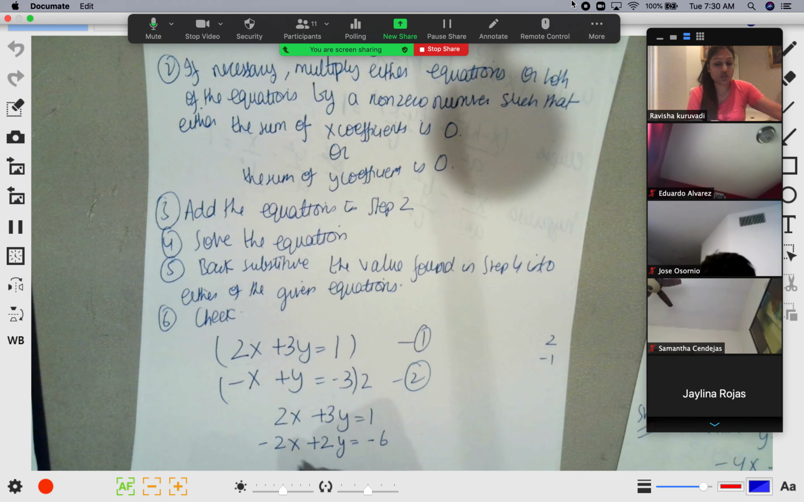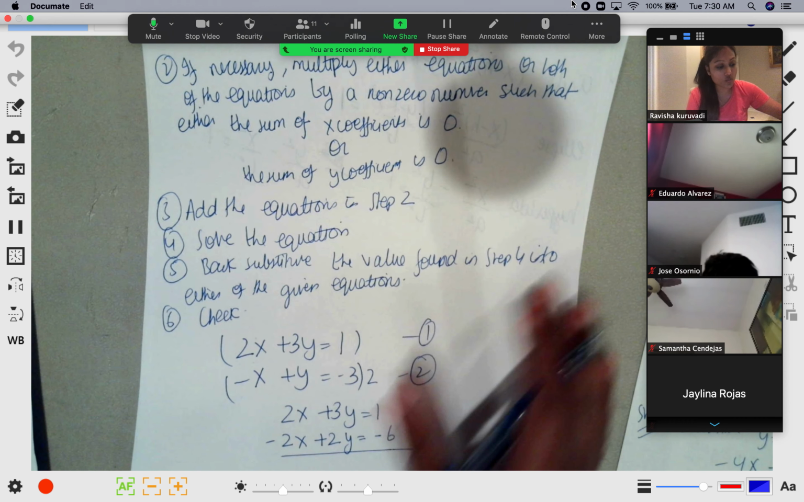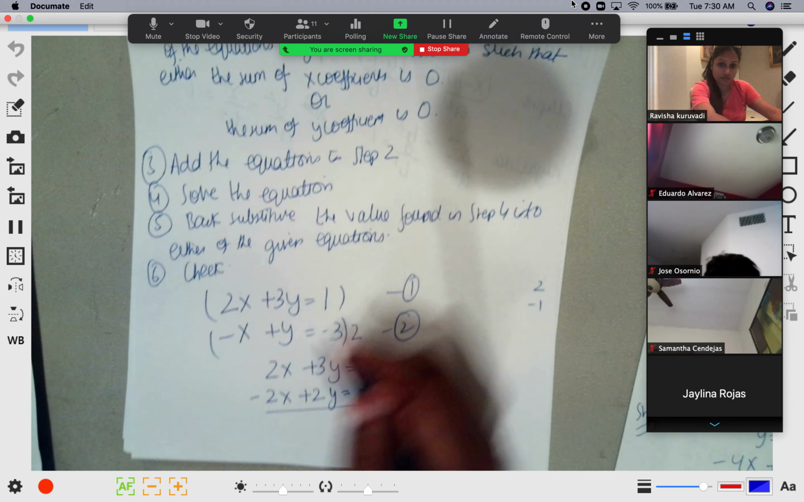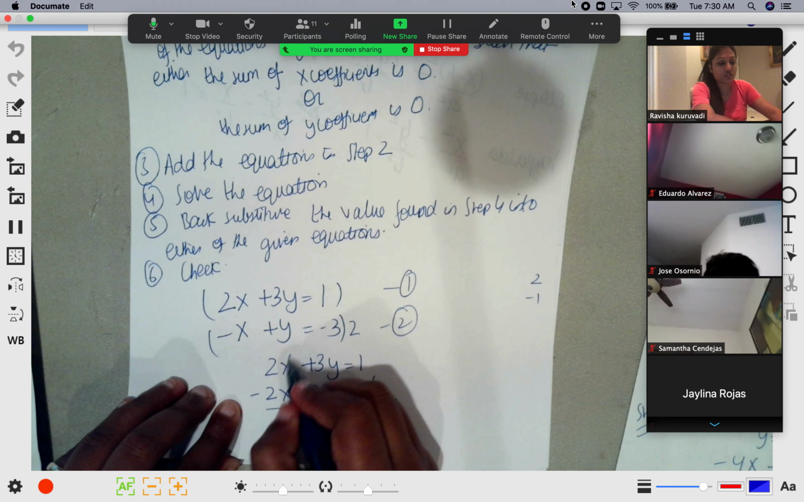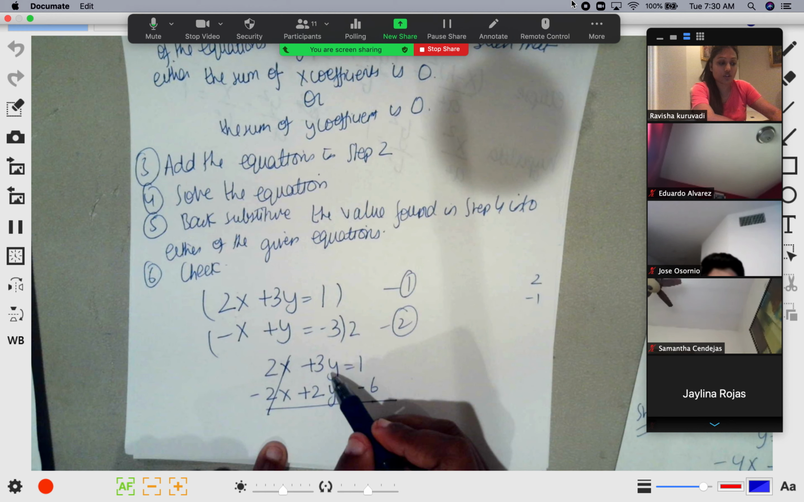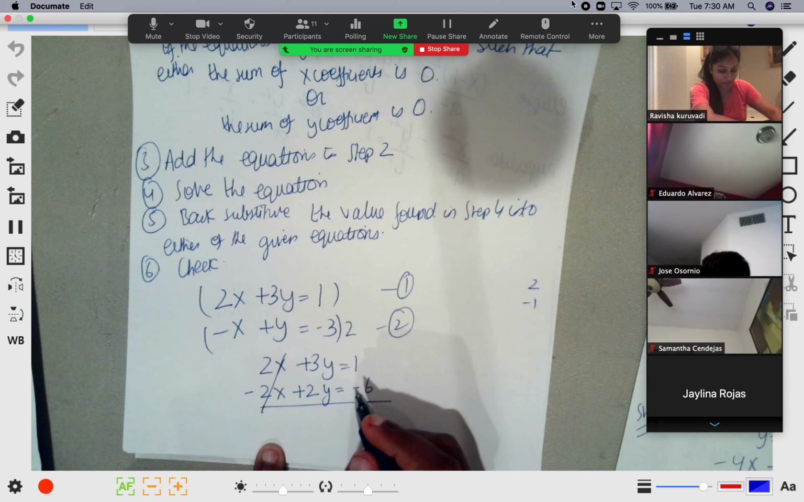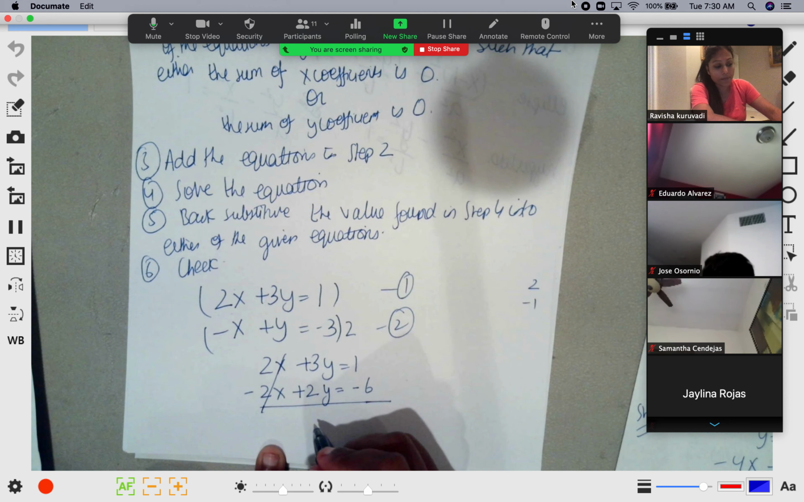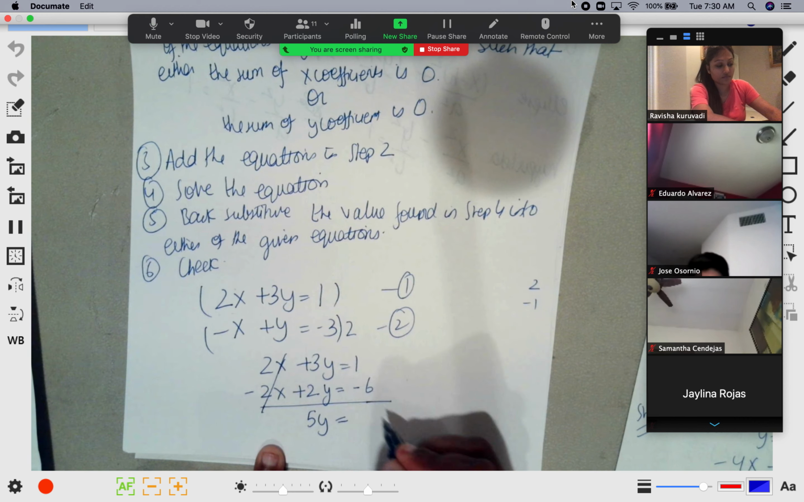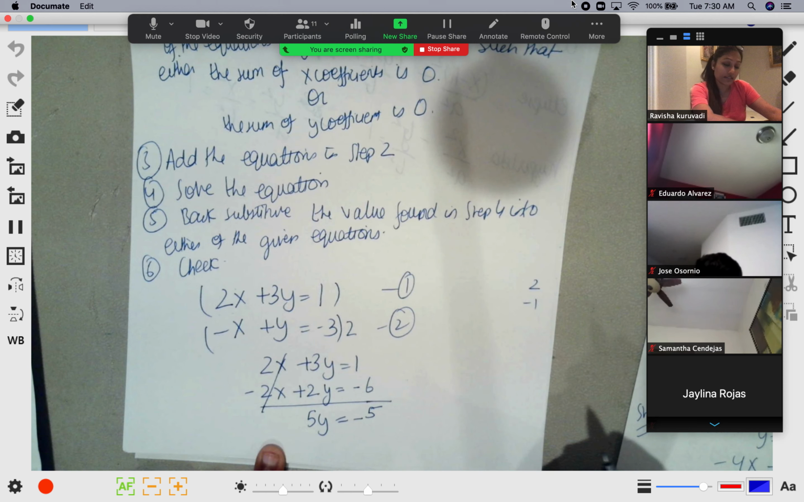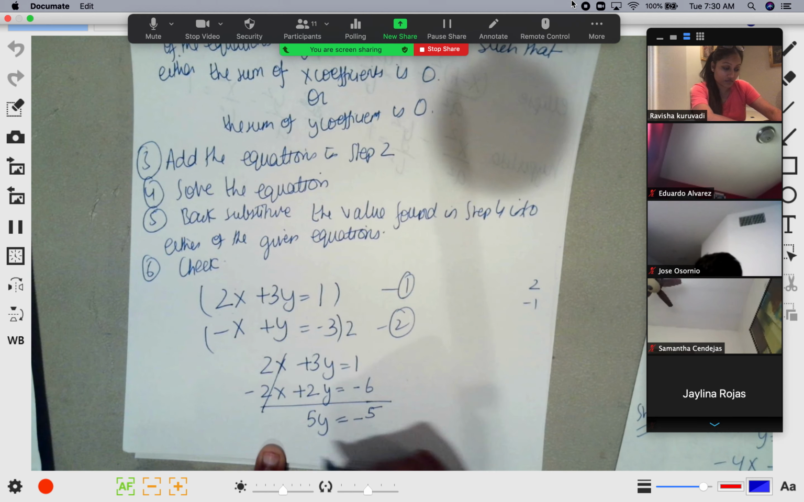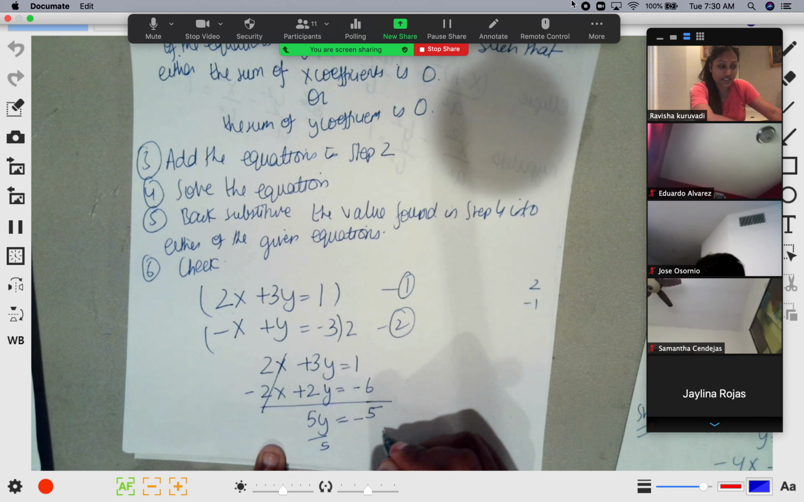When I add these, what do we get? What is 2x plus negative 2x? 0. So they cancel. What is 3y plus 2y? 5y. What is 1 plus negative 6? Negative 5. And then how do I solve for y? Divide by 5 on both sides, and you get y as negative 1.